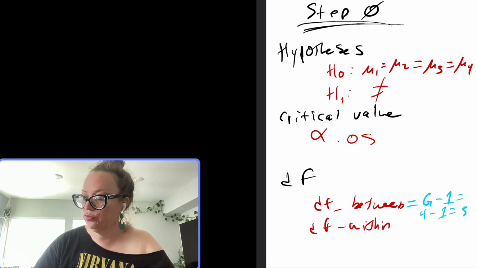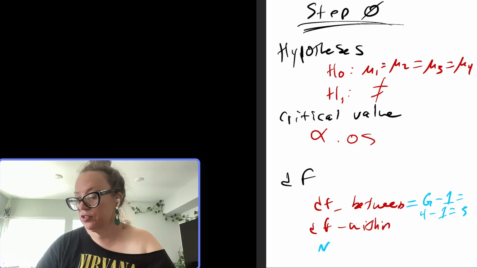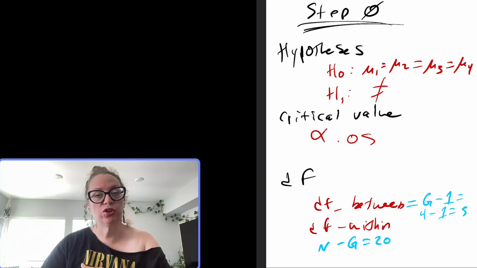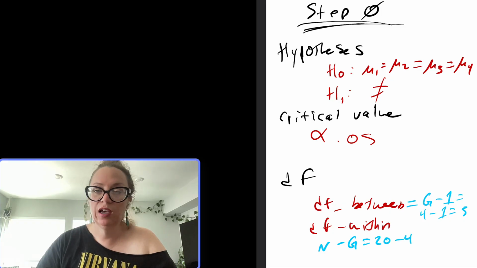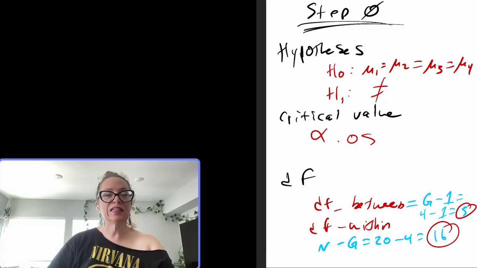And then the degrees of freedom within are the number of observations minus the number of groups. The number of observations we have is 20, the 20 different insurance rates over 5 years, minus the number of groups, which is 4 in this case. So 20 minus 4 equals 16. Degrees of freedom between is 3. Degrees of freedom within is 16.